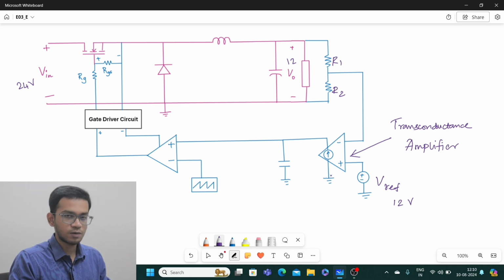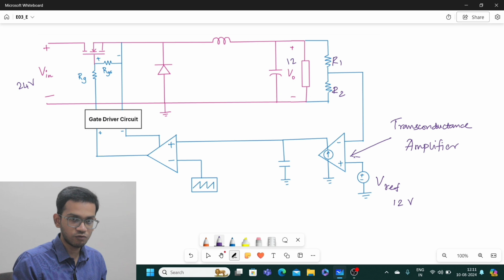Now a transconductance amplifier will take the difference in voltages between these two terminals and will produce a current which is proportional to the difference. If the difference in voltage is small, it will produce a smaller value of current. If the difference in voltage is larger, it will produce a large value of current. Now, why is this necessary? Why do we need a transconductance amplifier specifically?